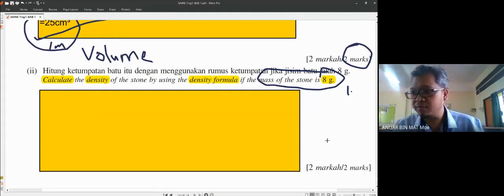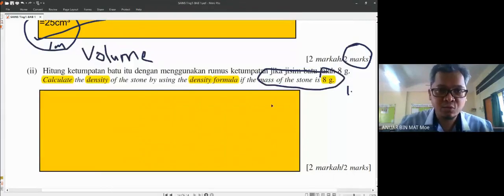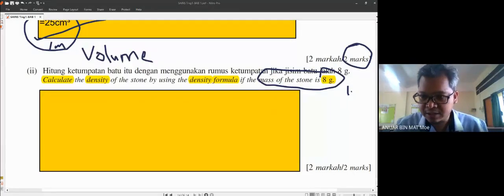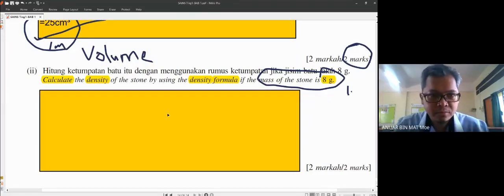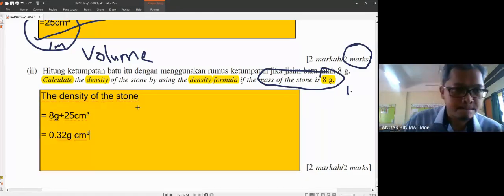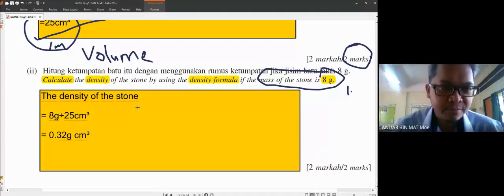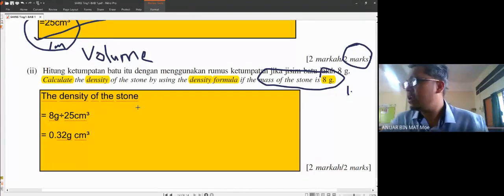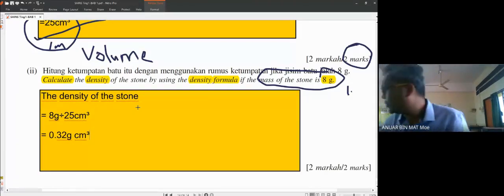So you need to find the density. So what is the formula of density? Anybody can type it to me so that I can copy paste your answer. Lokaini again. All right, good. So I just copy your answer. So this is Lokaini's answer.